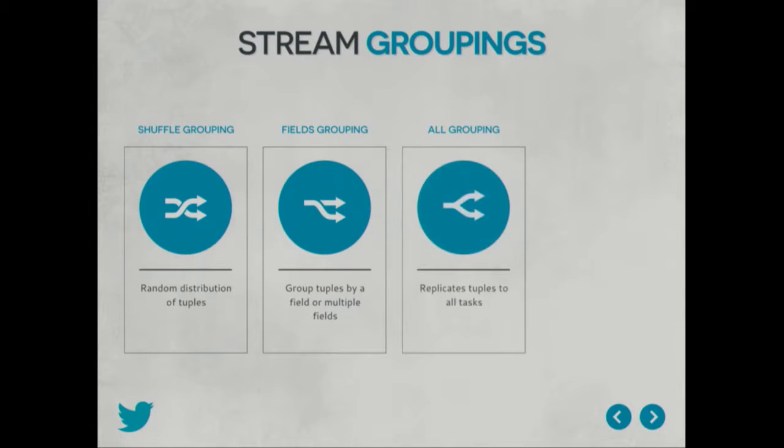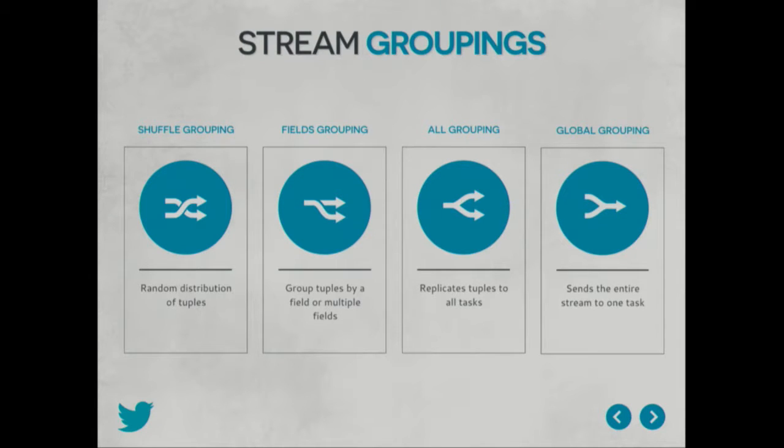Then the third one is all grouping, where you replicate to everybody. And similarly, you have global grouping, where you have multiple tasks feeding into one single task. This is used for debugging and printing and various other things. But 99% of the time, it is a combination of shuffle grouping and fields grouping that we end up using.